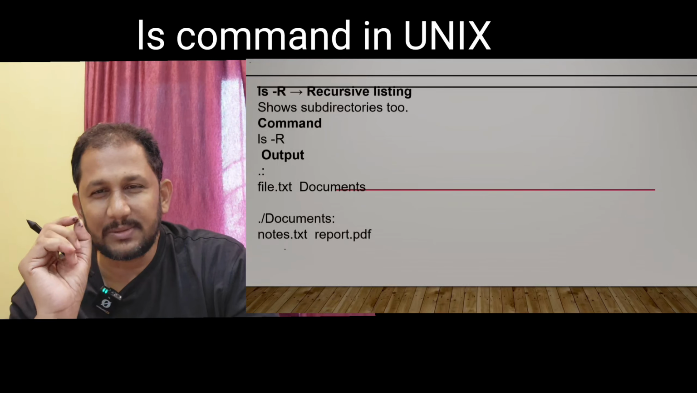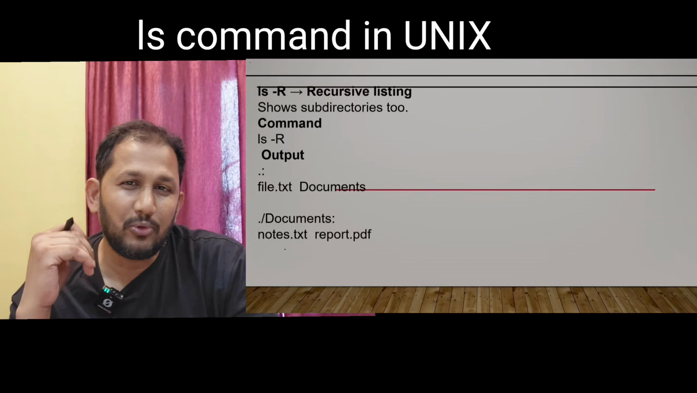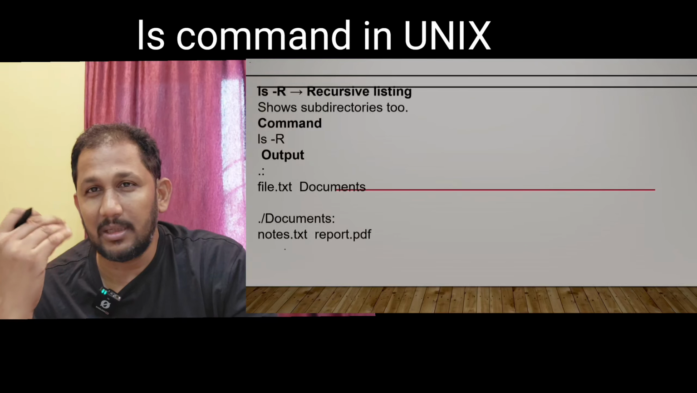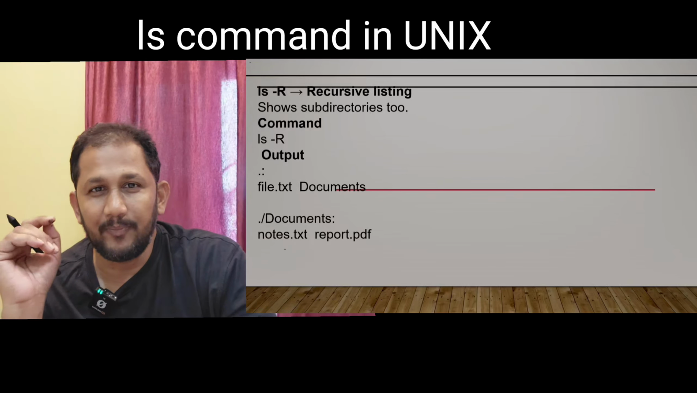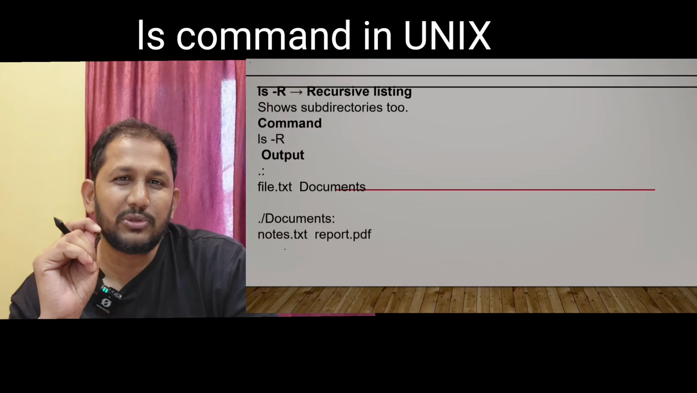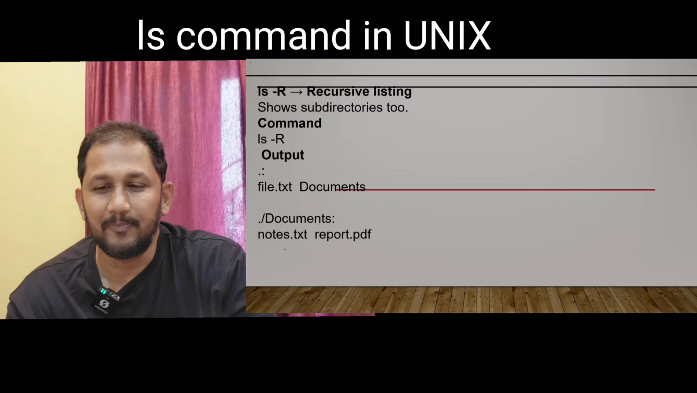Next one, if we want to display recursive listing, then we can use ls -R. It will show the subdirectories and files, recursive subdirectories and so on. So ls -R will show the recursive listing of all documents within a folder or within a system.